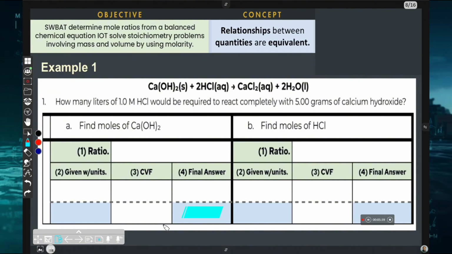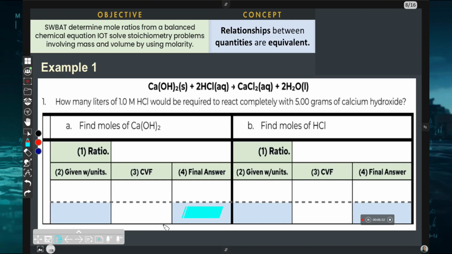We have calcium hydroxide reacting with hydrochloric acid to produce calcium chloride and water, a typical acid-base reaction. The question reads, how many liters of 1.0 molar hydrochloric acid would be required to react completely with 5 grams of calcium hydroxide? I'm going to break this down into 4 sections for you, and then we're going to combine it into the 3-step process and show you how it all comes together.